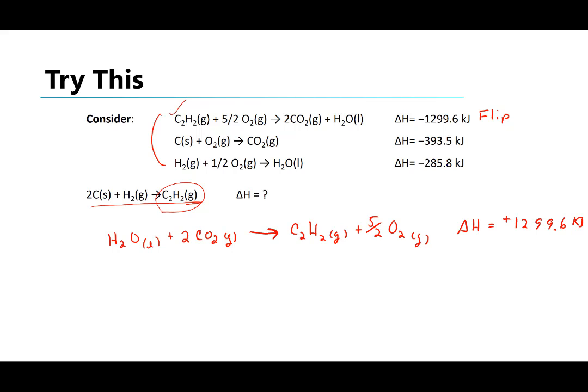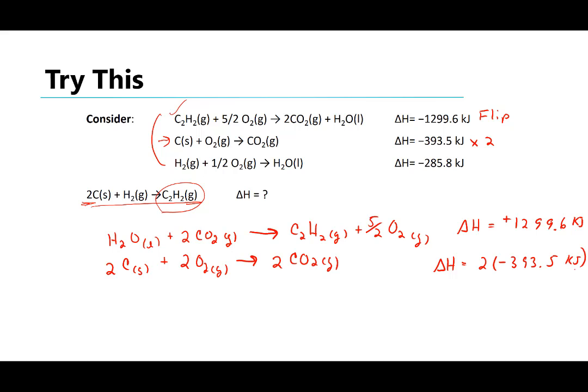Then the second reaction, I have carbon on the reactant side, but I actually want 2 moles of carbon, so I'm going to double that. So I'm going to change this to 2 moles of carbon, reacting with 2 moles of oxygen gas to produce 2 moles of CO2 gas. And so my delta H becomes 2 times negative 393.5 kilojoules.